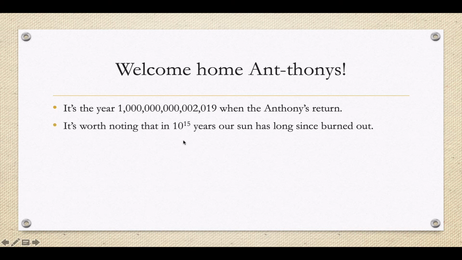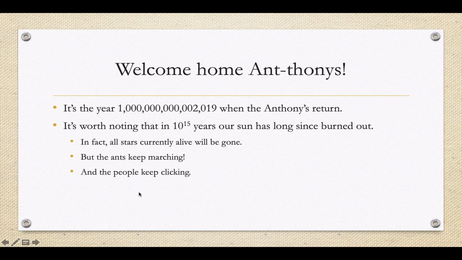This is the year when these ants return home. It's worth pointing out that this many years from now, our sun will long have since burnt out. There would be all sorts of changes to our planet. Everest wouldn't be there anymore. There's all sorts of problems with these assumptions, but let it slide. Not only will our sun be gone, all stars currently alive will be gone, but whatever. We're going to suppose that doesn't happen. We're going to suppose the ants keep marching and the people keep clicking.